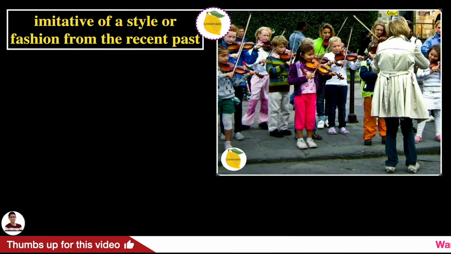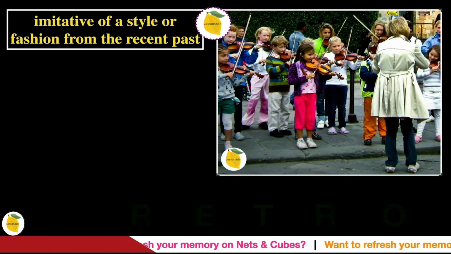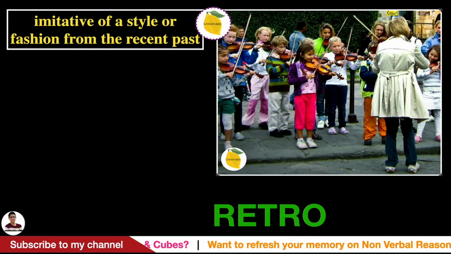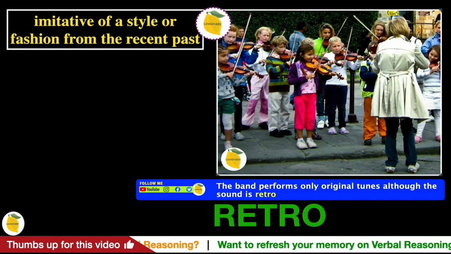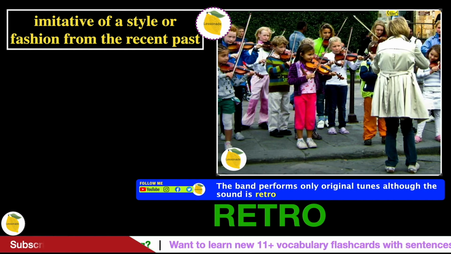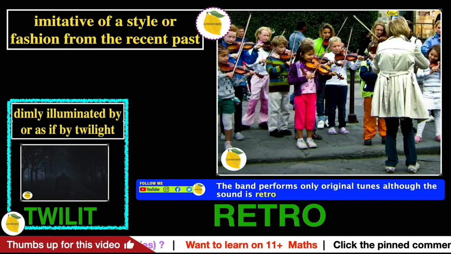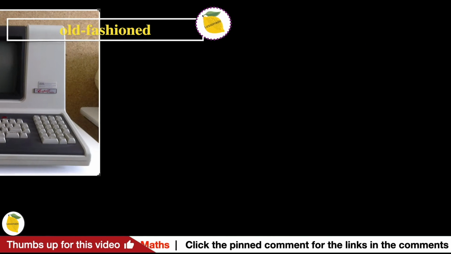The next definition we have is imitative of a style or fashion from the recent past. In this picture, we can see an imitation of a style or fashion from the recent past, and therefore the word will be retro. And the sentence for this word is, the band performs only original tunes, although the sound is retro. So before we go on to the next one, let's try to recall the previous slide, and the previous slide is twilight. Let's go on to the next one.